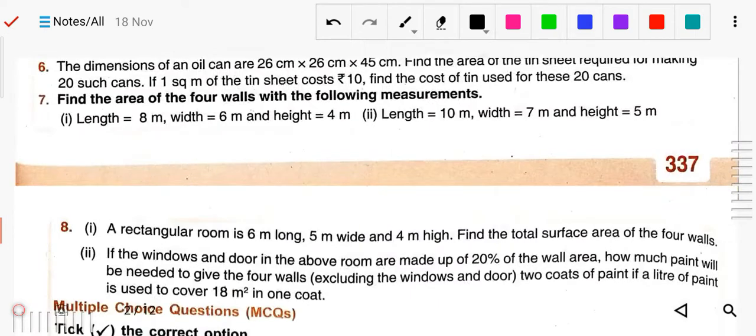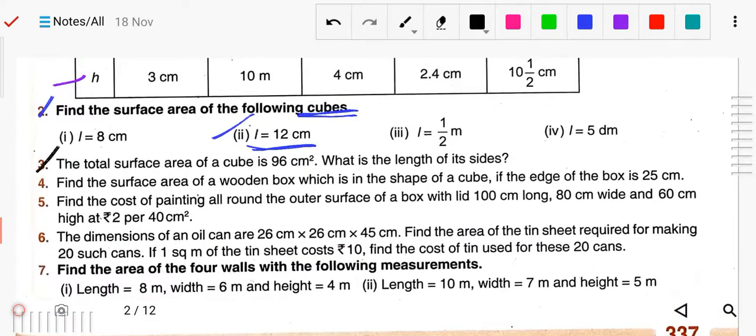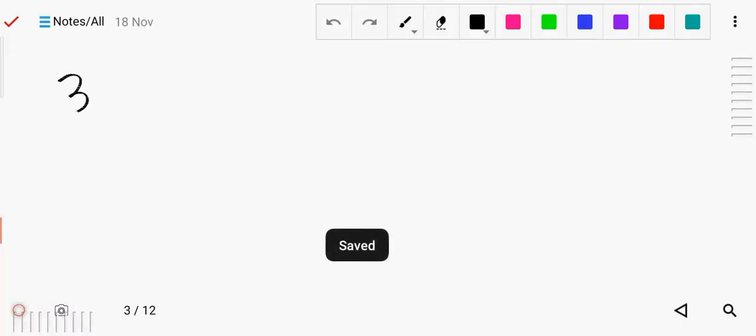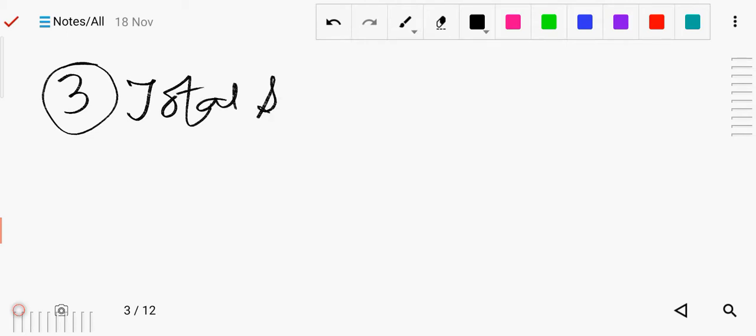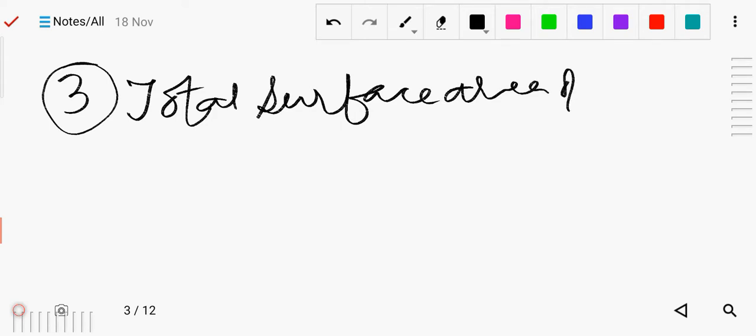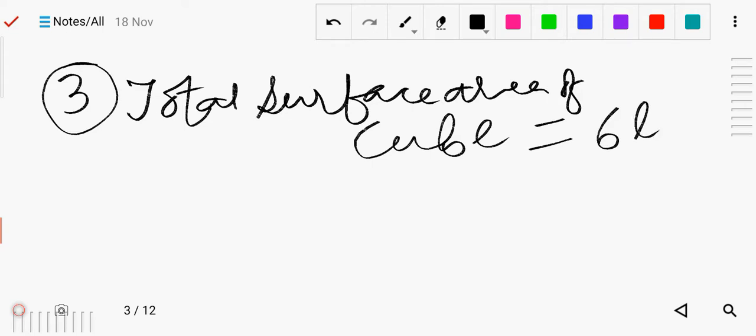Now next question, question number 3. The total surface area of a cube is given as 96 centimeter square. What is the length of its side? Here again you have to write the formula and do it. Total surface area of cube equals 6L square.